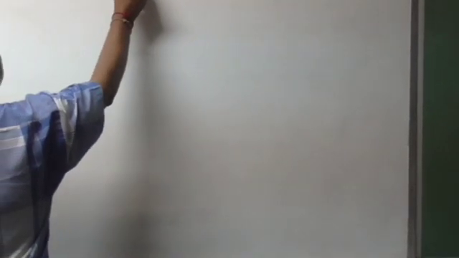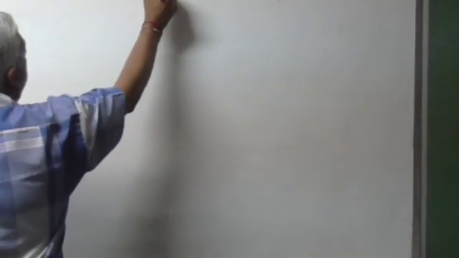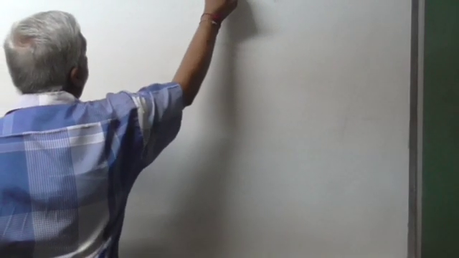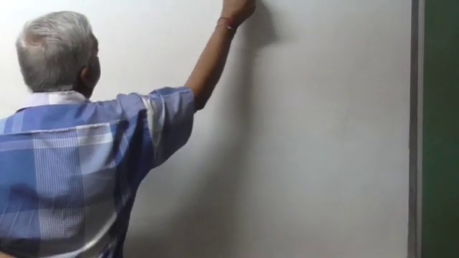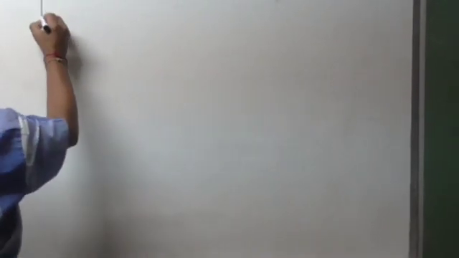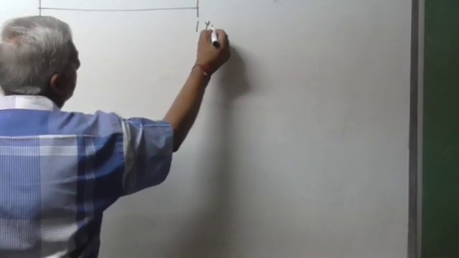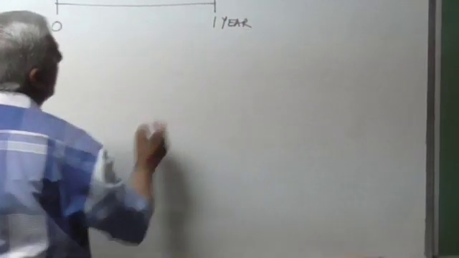Okay, the first one was 1.1, interest compounded half yearly. So there is a timeline. This is 0 year, this is 1 year. So this is called a timeline.